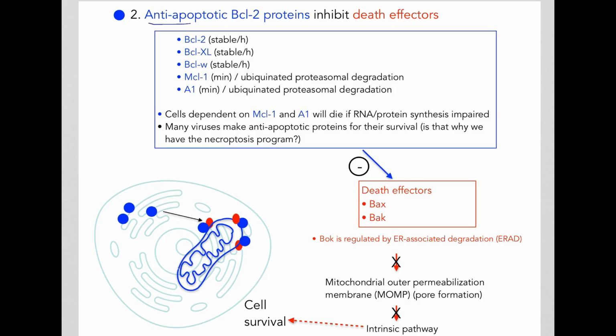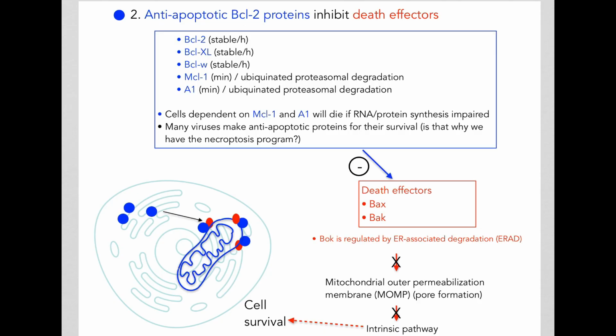The anti-apoptotic BCL2 proteins inhibit the death effectors. And if the death effector proteins are inhibited, then there won't be any pore formation, there will not be any MOMP. The intrinsic pathway does not happen, and the cell does not die. Instead, the cell survives. So in other words, these anti-apoptotic BCL2 proteins promote cell survival, not apoptosis.